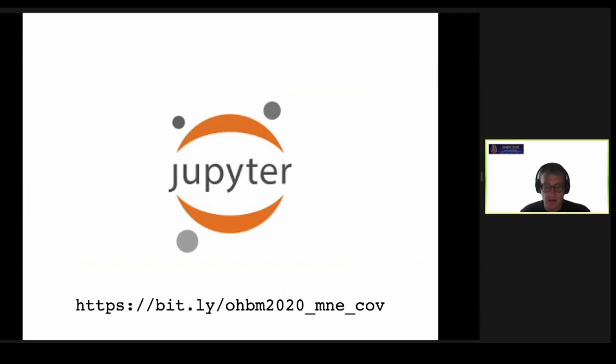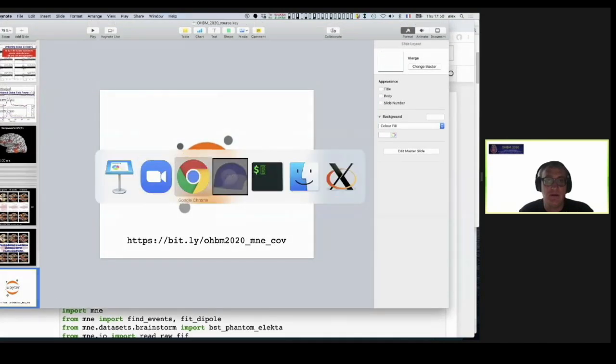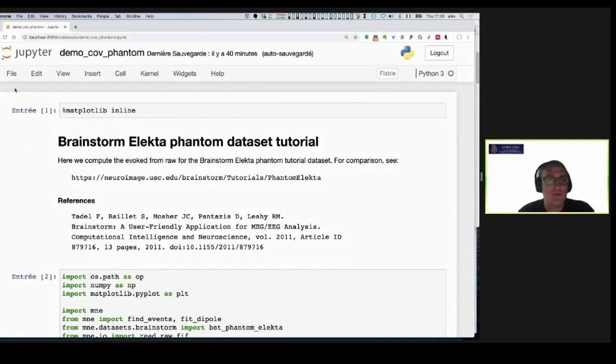Okay, so now I'm going to switch to an example using a Jupyter notebook before concluding this lecture. For this, I'm going to use this data set that you can get access to on the Brainstorm website. This is actually phantom data. This is going to be MEG data recorded using a realistic plastic phantom that allows you to obtain real data using a ground truth location of the source.